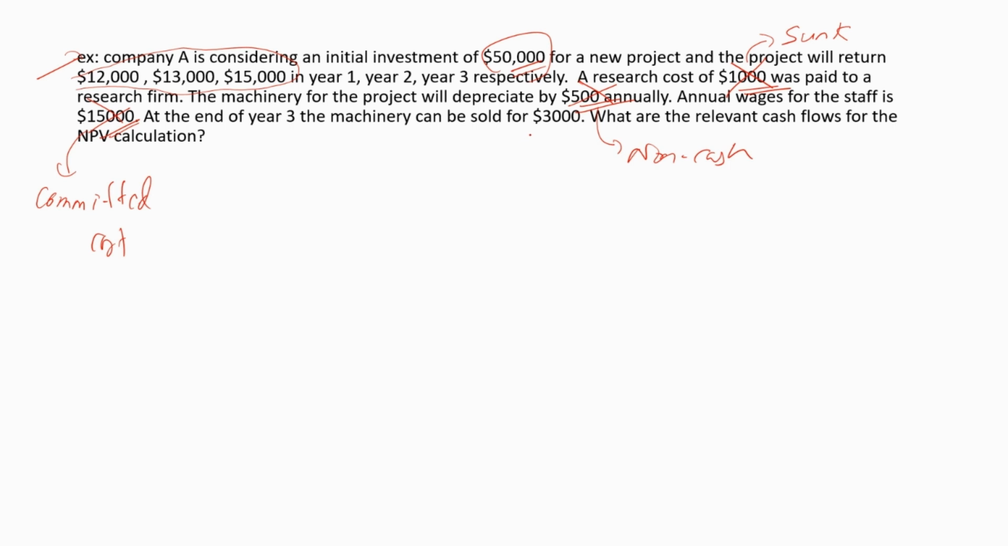Finally, they have given the resale value of a machine. Is this cash flow relevant or not? This is relevant because this is a resale value. In the future, this cash flow will be incurred. This is a cash inflow. I hope now you can understand how to identify the relevant costs and irrelevant costs. Relevant costs are the costs that will be changed as a result of a decision being made. On the other hand, irrelevant costs will not be changed as a decision is being made.